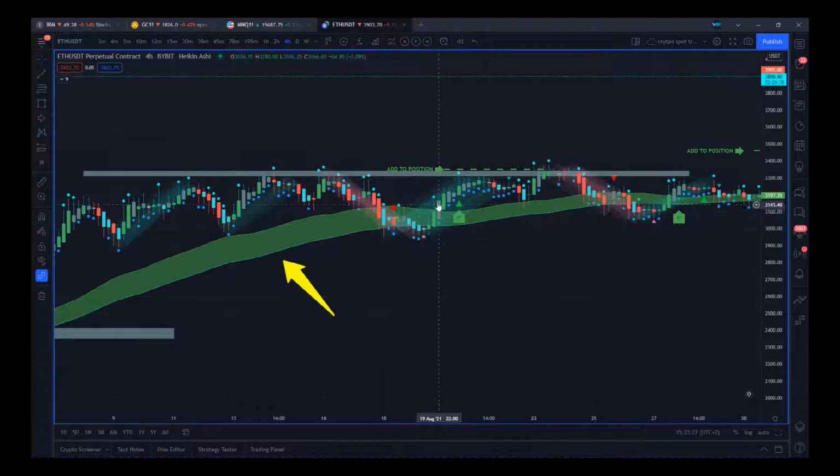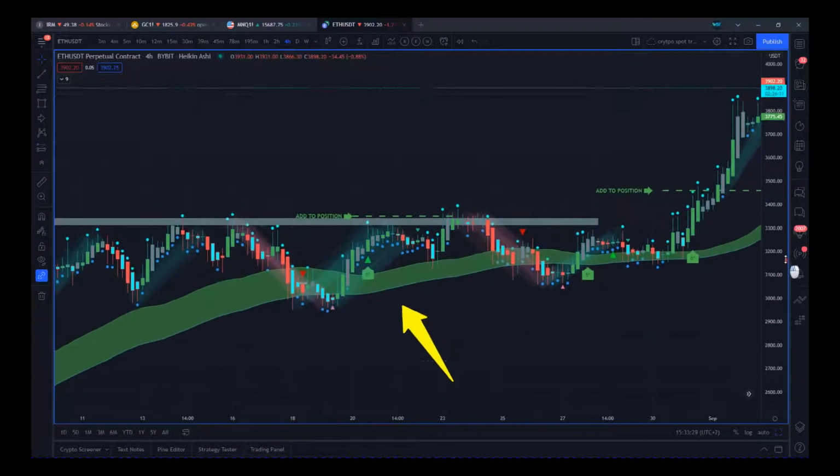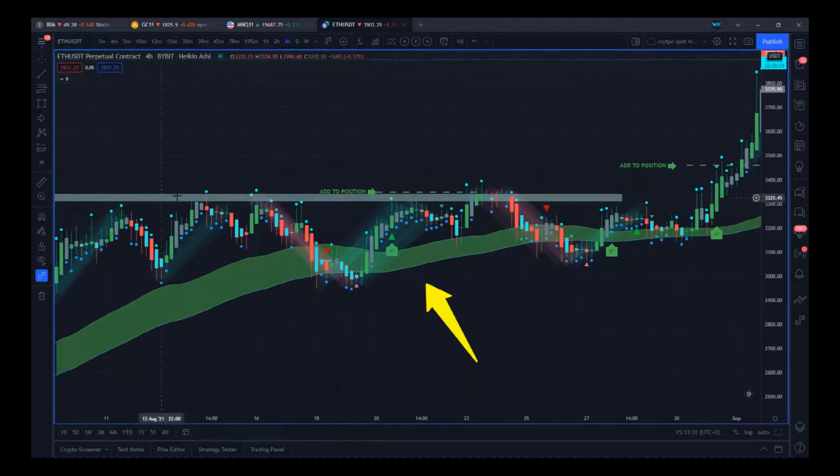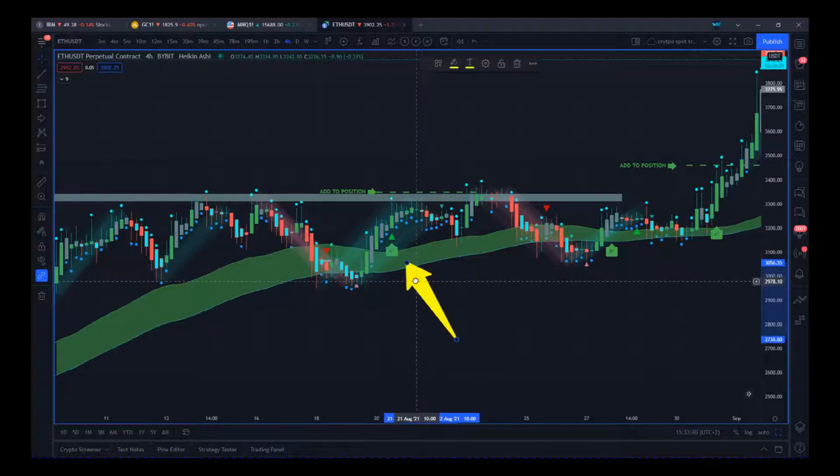We start to pull up, and we're testing this resistance zone again here. Now this is the interesting bit. So we formed this resistance zone now. We get a 6-star buy here, and we get the green triangle for the divergence cloud. So there's confirmation that the bullish momentum is picking up.